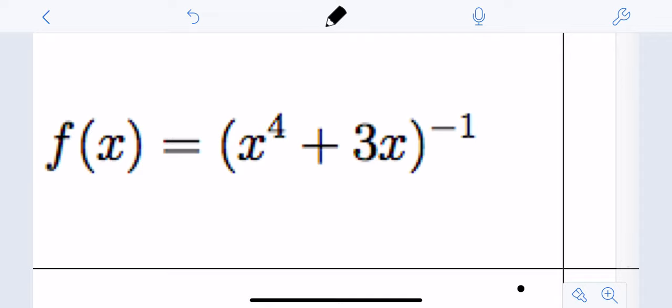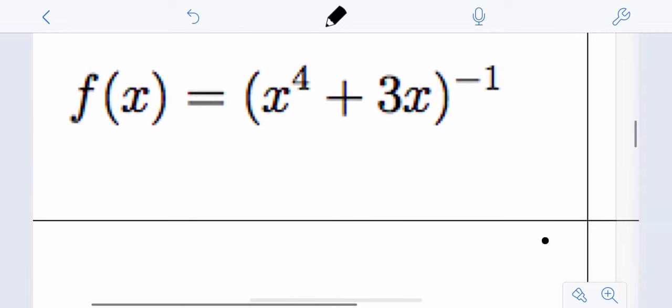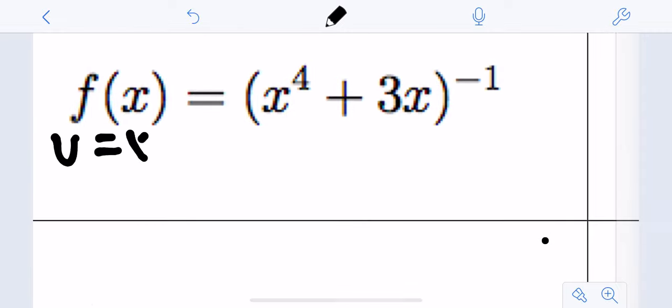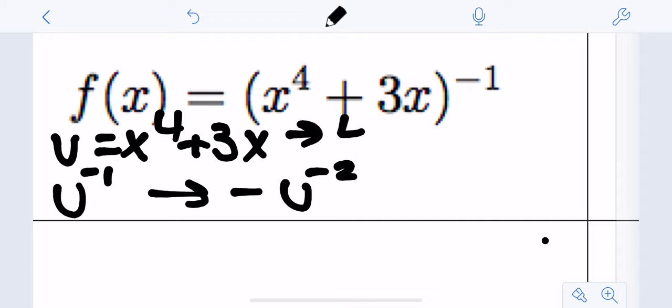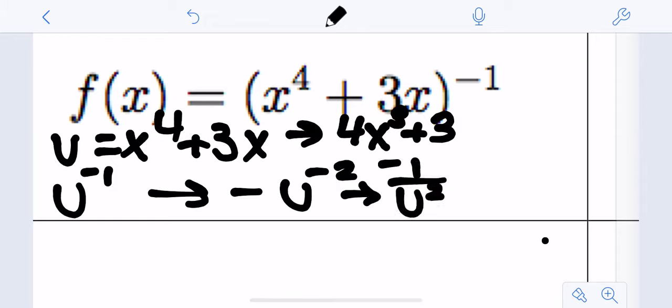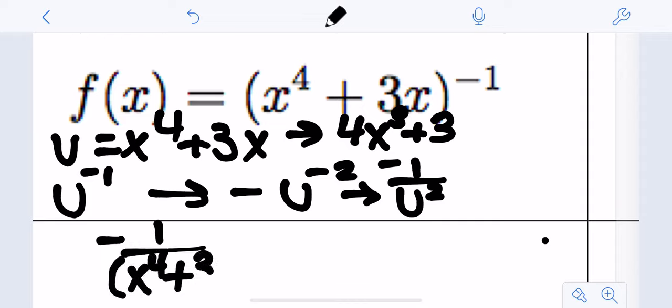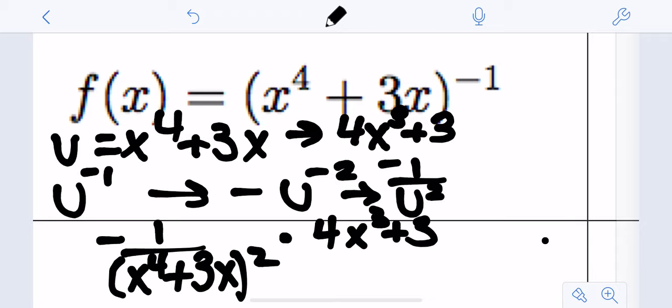Both work, right? Neither is more correct than the other. But if I do this as a chain rule, u would be x to the 4th plus 3x. And then this would be u to the negative first. So the derivative of that is negative u to the negative second. Derivative of this is 4x cubed plus 3. And so if I multiply those together, this could also be negative 1 over u squared. This would be negative 1 over u, which was this, squared, times 4x cubed plus 3. And you can't do much simplifying there other than just multiplying across the top and making that negative times 4x cubed minus 3.